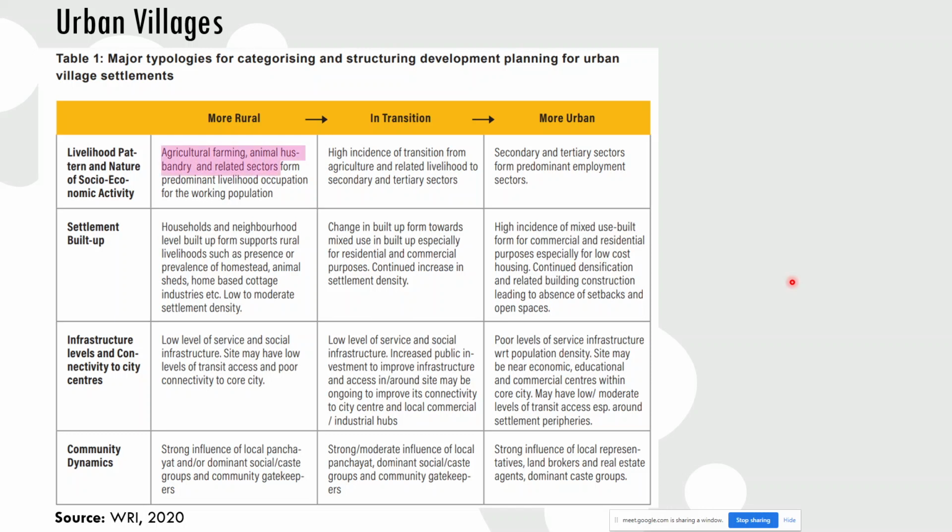So initially it used to be agricultural farming and animal husbandry related sectors. But you can find there is a transition as it turns from the traditional rural area to an urban village. The secondary and tertiary sectors. What are the secondary and tertiary sectors? Secondary and tertiary sectors include the manufacturing end. Secondary includes the manufacturing sectors. Tertiary includes the service sectors, which include banking and other similar service sectors. So these are the main transitions.